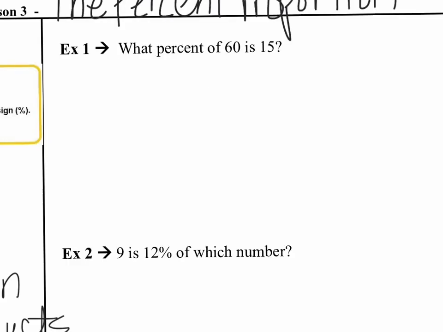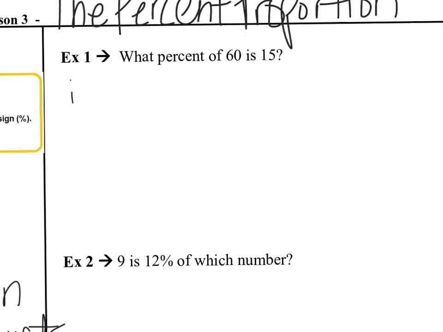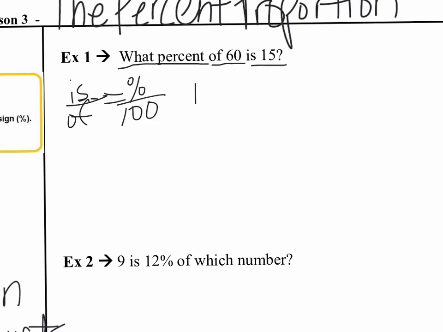We have 3 examples. Each time we're looking for a different thing. Remember, is over of is equal to the percent out of 100. This question reads, what percent of 60 is 15? What percent, we don't know, of 60 is 15? We take the number that is with the is, that is the 15, and put it over the number that is with the of, 60, equal to what percent? We don't know. That's your variable. X percent out of, that's 100.